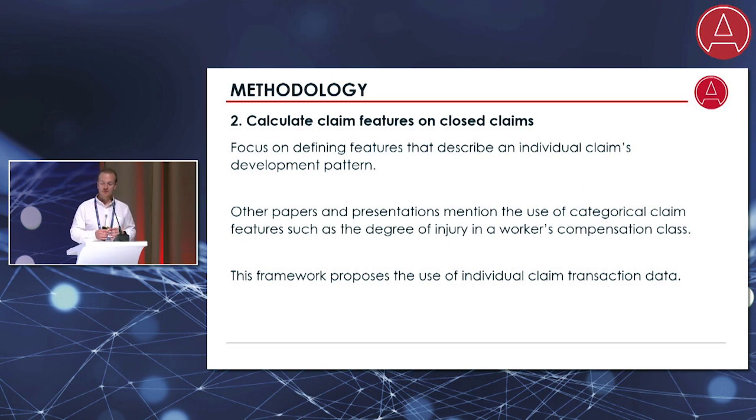Okay? So when I did the literature review, I found that there are papers and presentations, especially from the Casualty Actuarial Society, where they take, for example, a workers' compensation class and use degree of injury to cluster by, and it really helps them to figure out trends, and it helps them for their pricing process mainly. But this hasn't really been used in reserving yet. This framework, I believe, is the first that introduces the concept of using actual claims transaction data in your feature engineering process.